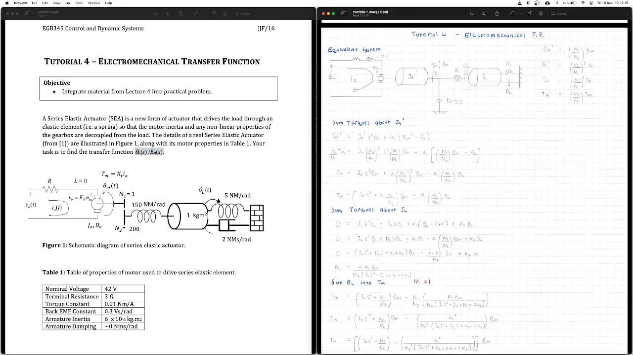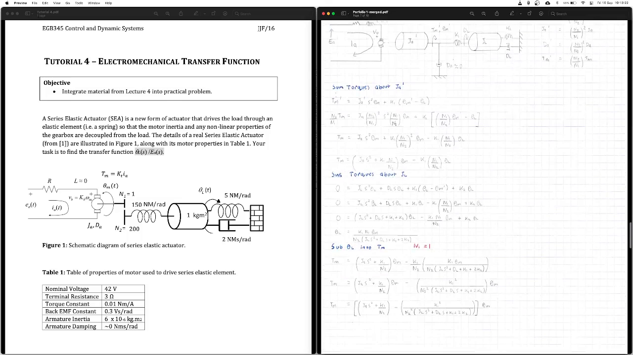Next step would be to sum the torques about one of our inertias, JA prime. So that's just the torque of the motor is equal to torque of the inertia plus torque of the spring. Subbing in the gear ratio equations up here. So in this case, Tm prime is equal to N2 on N1 Tm, and we just do that for Ja prime and theta M prime as well.